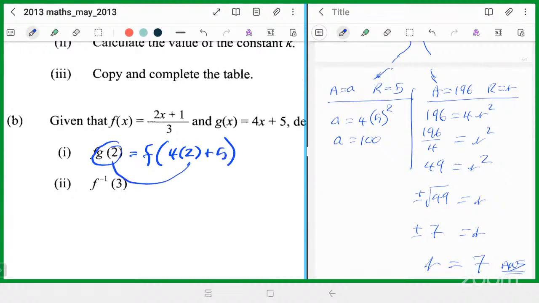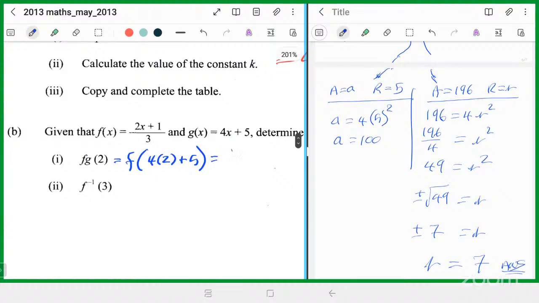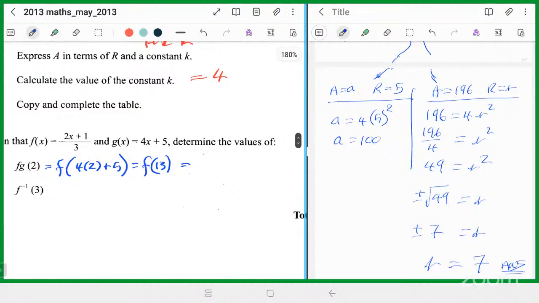G of 2 inside here, and 4 times 2 is 8, and 5 is 13. So it is really f of 13. I'm putting 13. So f equals 2 times 13 plus 1 divided by 3. This is 26 plus 1 is 27. 27 divided by 3 is 9.